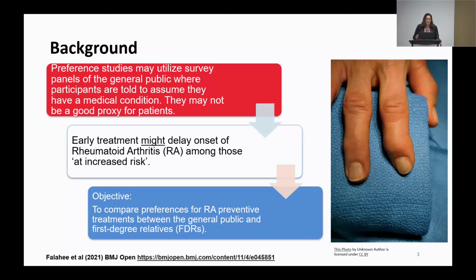So first-degree relatives have an increased risk of RA, but the general public is also at risk. So the objective of this study was to compare preferences of RA preventive treatments between the general public, which we recruited from the panel, and first-degree relatives.